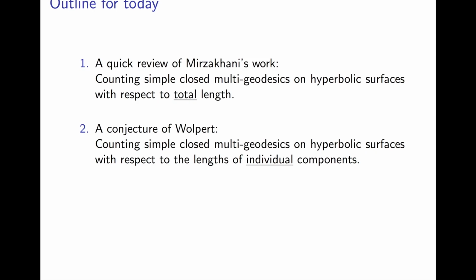Then I want to move on to discuss a conjecture of Scott Wolpert, where the object of interest is again simple closed multi-geodesics, but now we want to count not with respect to their total length, but actually the lengths of individual components. And I'm going to explain through the talk what the main difference between these counting problems is and why new ideas need to be introduced.